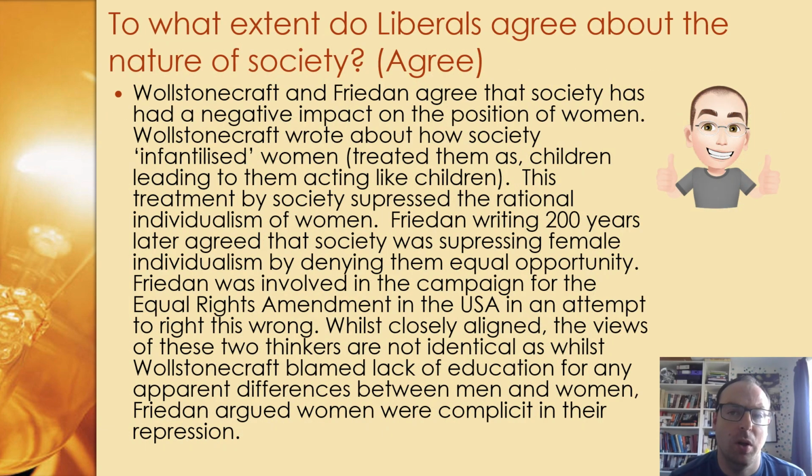The next 2 examples I'm going to look at are to do with society. So in the first one, again, I'm looking at areas where there's agreement between the key thinkers. So Wollstonecraft and Frieden agree that society has had a negative impact on the position of women. Wollstonecraft wrote about how society infantilized women, so treated them as children, leading them to act in a more childlike way. This treatment by society suppressed the rational individualism of women. Frieden, writing 200 years later, agreed that society was suppressing female individualism by denying them equal opportunity.